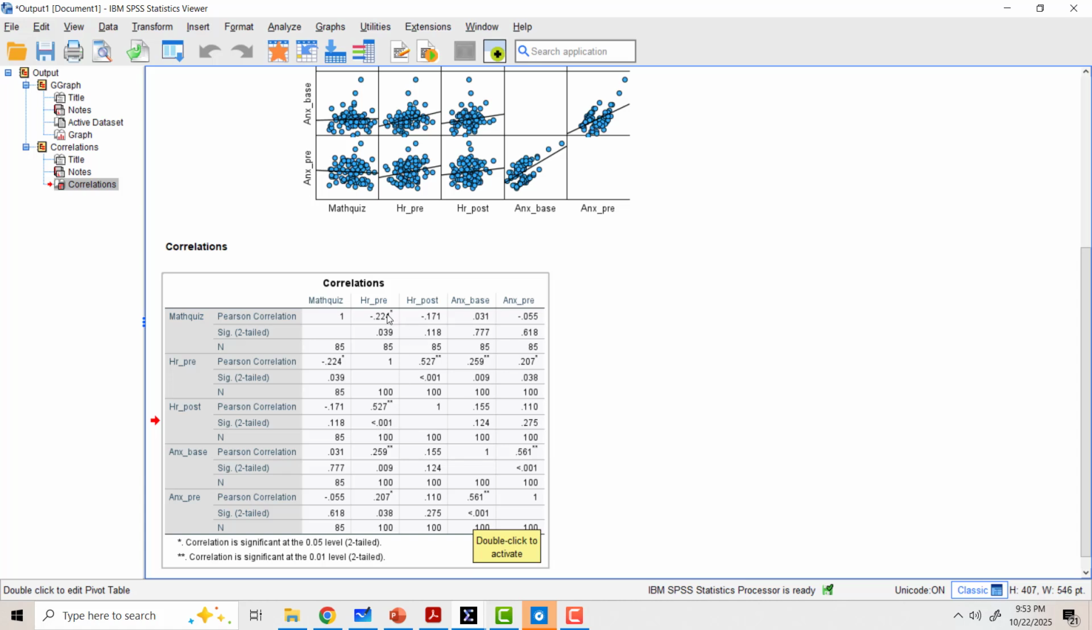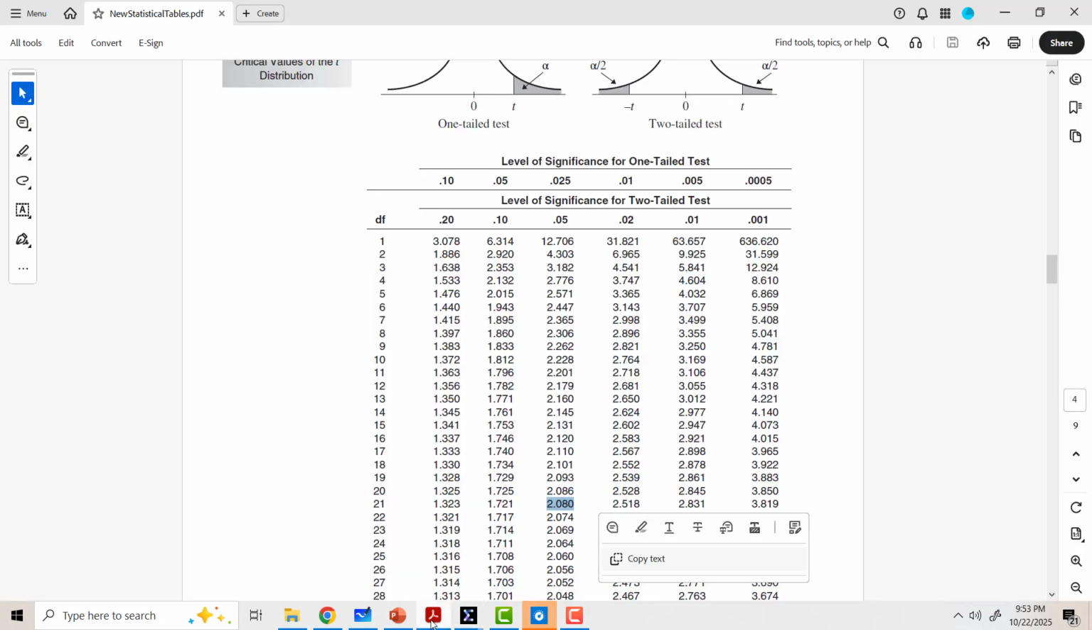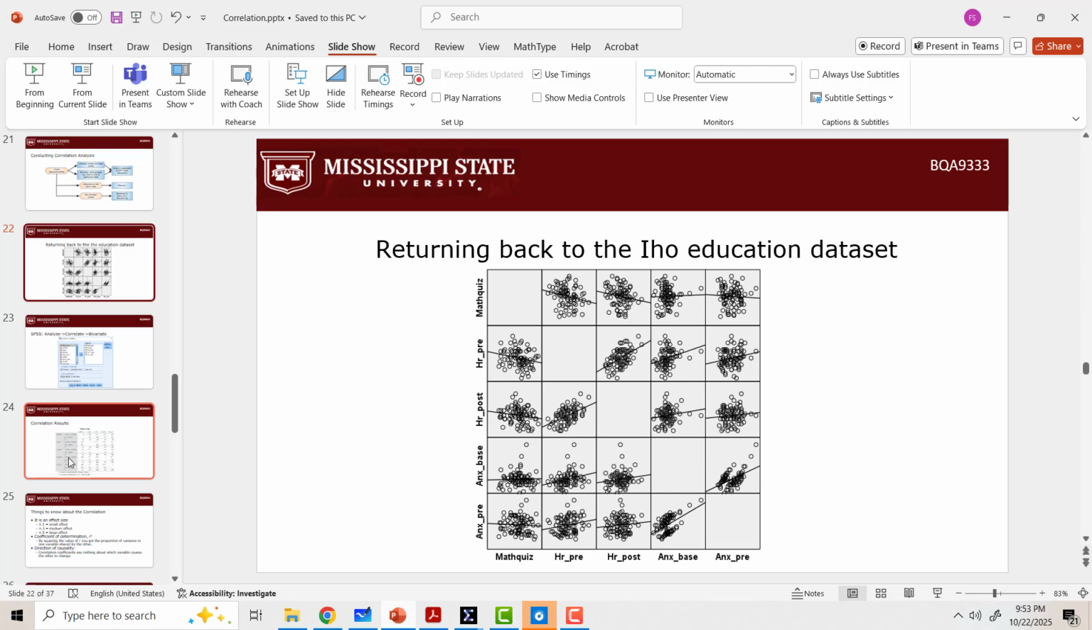And to help us, we have a star if the P is less than 0.05, and 2 stars if the P is less than 0.01. Similar to some of the other statistical tests. Okay, so let's go back to the slides.